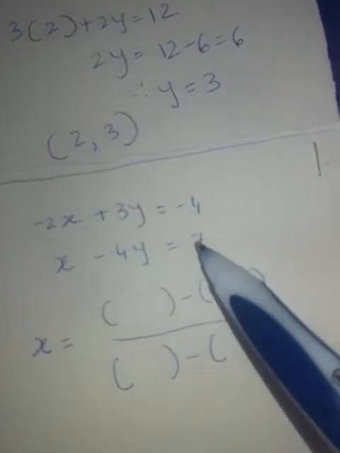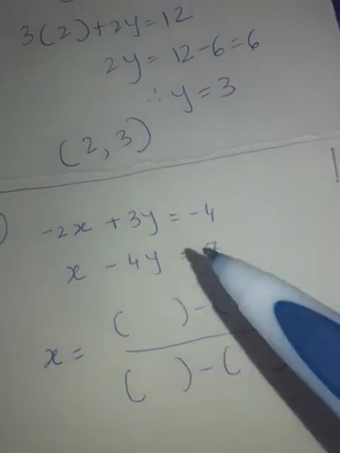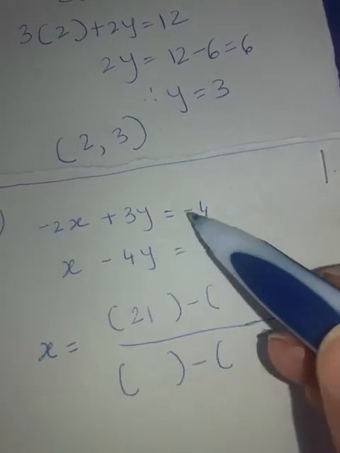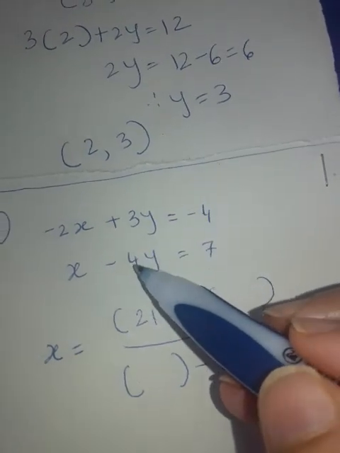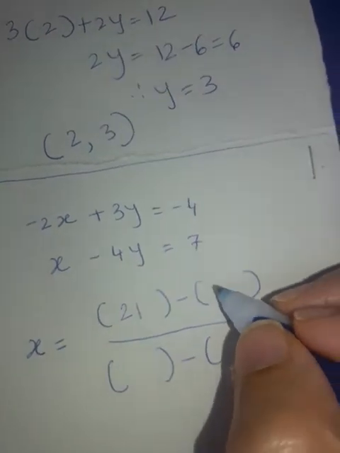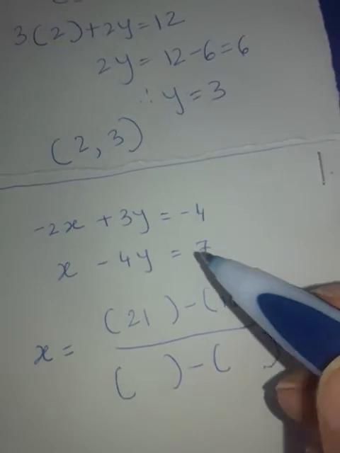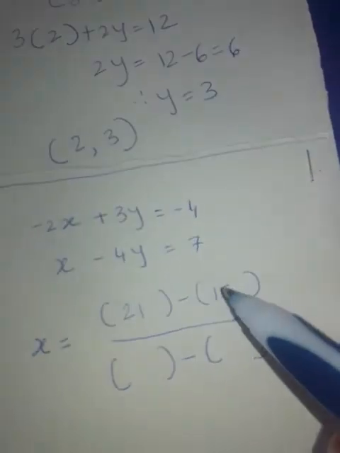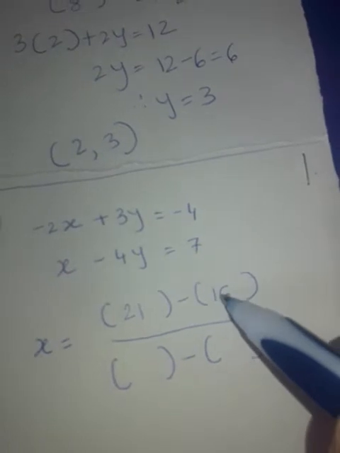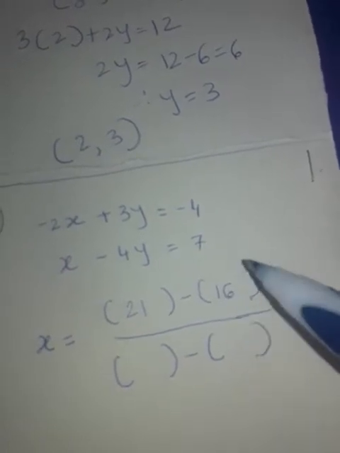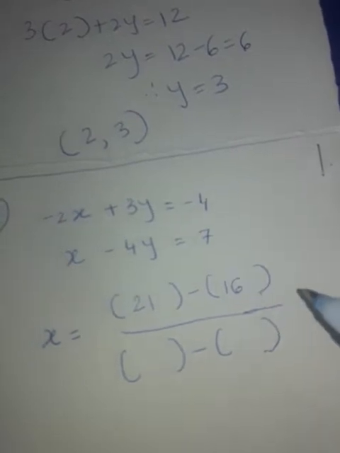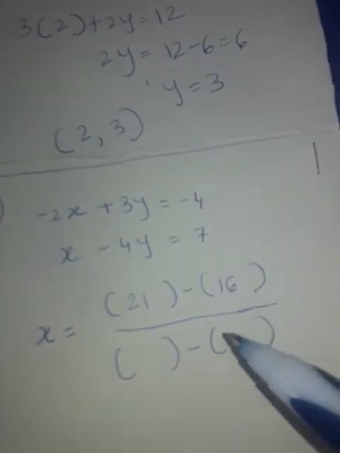This pair cross, 3 into 7, 21. Now this pair, minus 4 into minus 4, that is 16. You have to be very careful about the signs. If you forget this sign and just write minus 16 here, instead of 16, by mistake you write minus 16, your whole value will go wrong. So please be very careful.